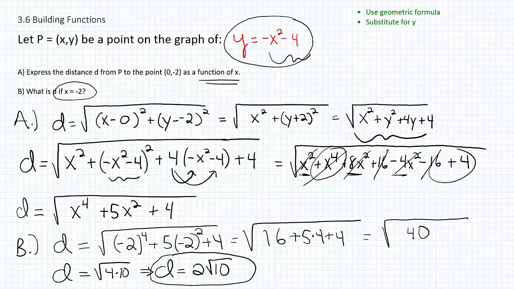Now, if you want to actually check this answer, what you can do is plug -2 into your original function here in red, see what the point is when x is -2, and then take that answer and use the point they gave us, (0, -2), and plug them into the original distance formula. You will see that you get the same answer, 2 square roots of 10, as the distance.